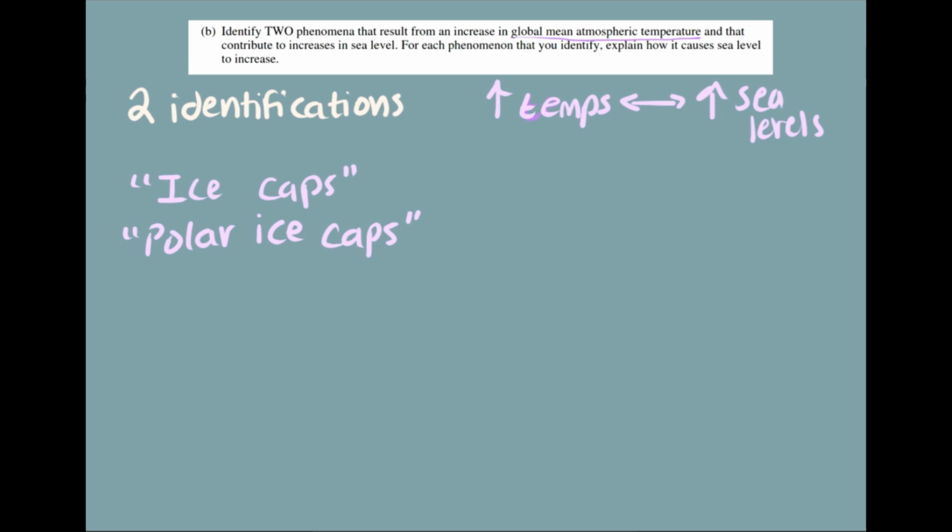Instead of saying this, you could instead say melting of glaciers or melting of ice caps. We cannot just put ice caps, polar ice caps. What does that mean? It's like giving a number 7. Does that mean I have 7 eggs? Does that mean I have $7? What does the number 7 mean? All right, so make sure you're being specific.